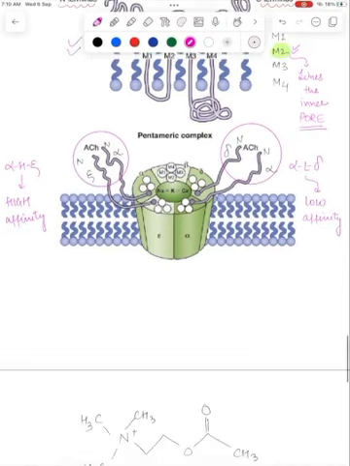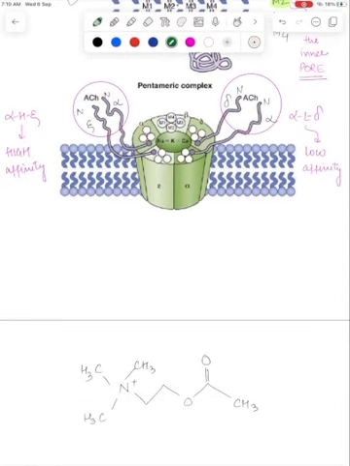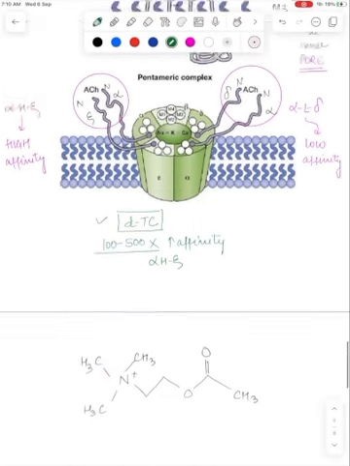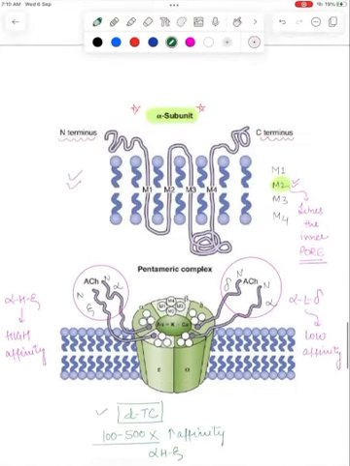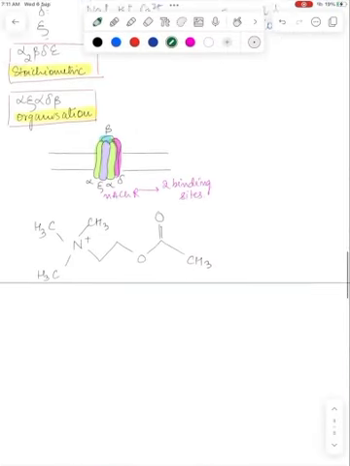So high affinity and low affinity, but with respect to what? This high affinity and low affinity was actually described with respect to tubocurarine. It was found that tubocurarine had 100 to 500 times more affinity for the alpha epsilon site than for the alpha delta site, and that is why these different nomenclatures were given. So that is how the post-junctional receptors work. I would also like to quickly talk about the structure of acetylcholine.